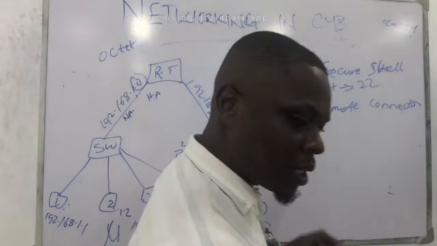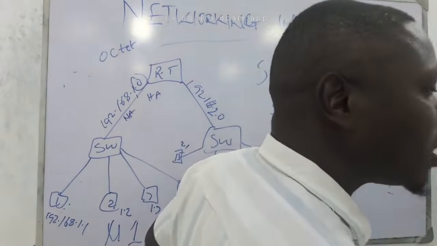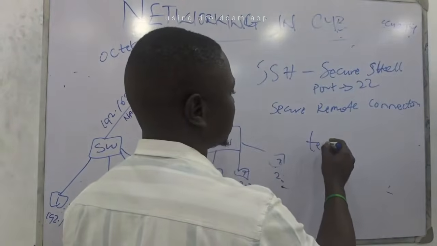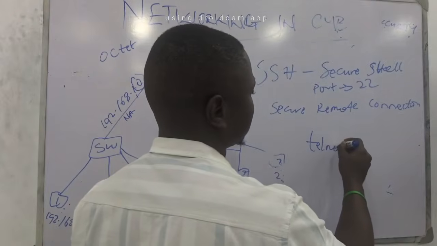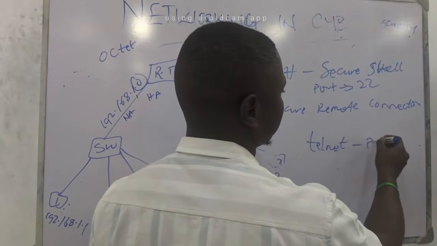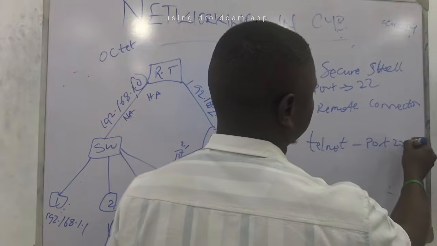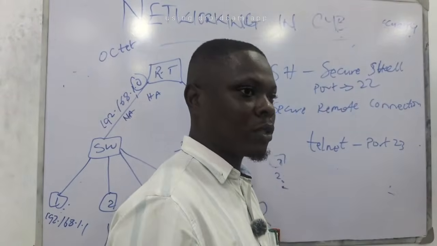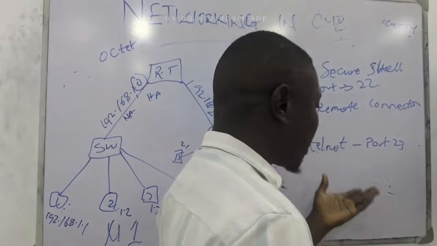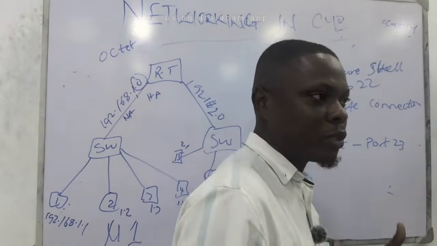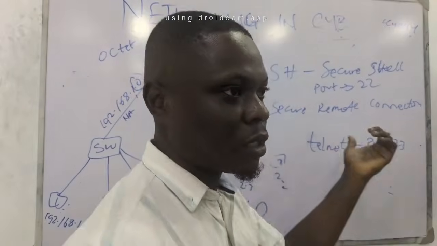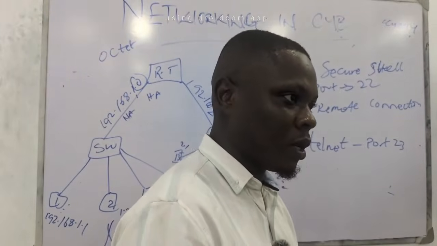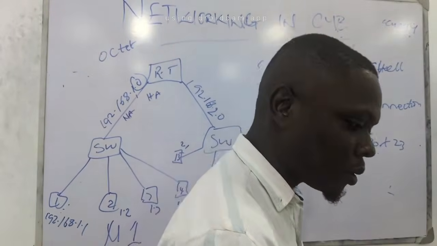Right? But there is a previous version of this. It's called Telnet, which is port 23. It's a previous version of SSH. It allows remote connection also, but it has some vulnerabilities, so they stopped using it and started using SSH. Altogether. All right.